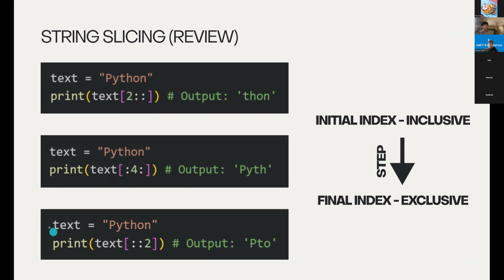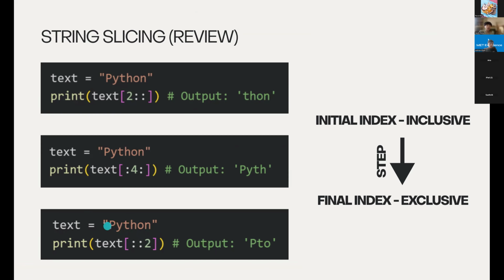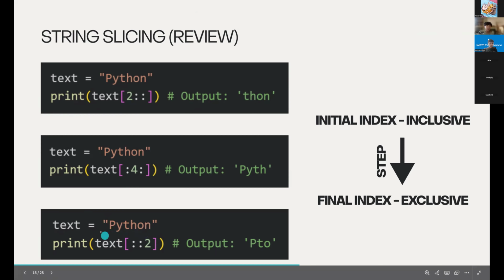Now is our final example, which is a step of 2. Since stop and start are both default, we can assume that it starts at P, ends at N, and we'll just skip until it ends. So the output is PTO.